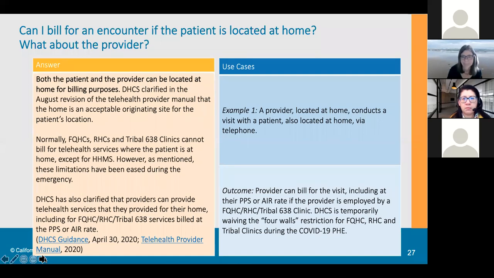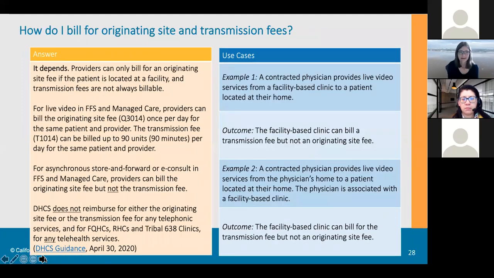Great. Next slide. All right, how do I bill for originating site and transmission fees? Boy, we love this one too. Now, it depends. Say your patient comes into the clinic. Now, I know this is for Medi-Cal, so you would bill your normal E&M, and then it would be split out and you would get a facility fee in addition to your professional fee associated with that visit.